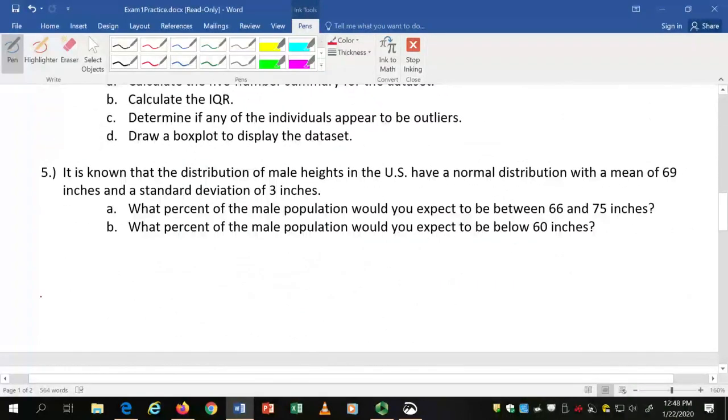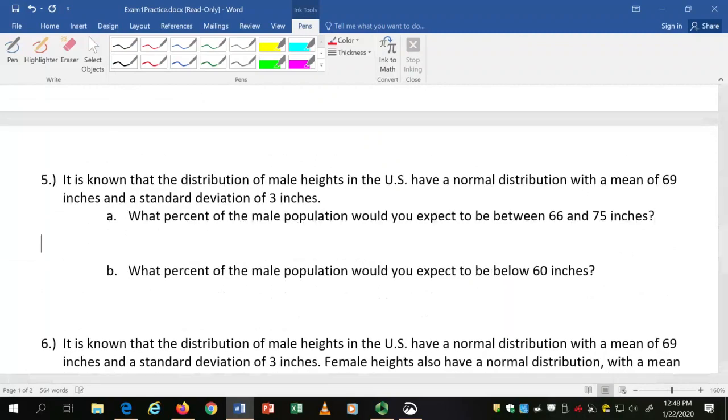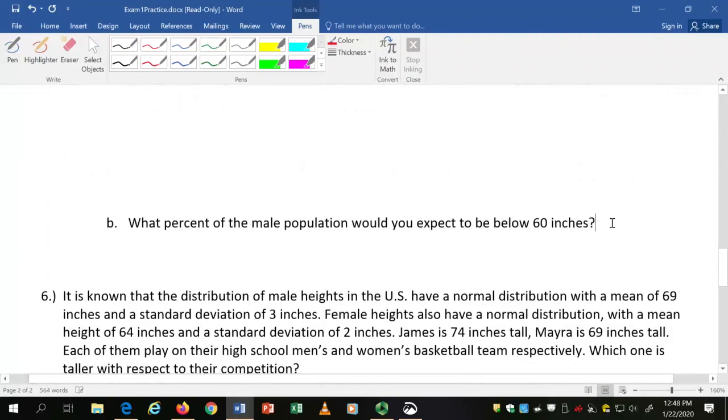Oh, here you go. So, yeah, number 5. Number 5 is a good example of the empirical rule. And so, let's move it down here and give myself some space. So, let's go. Here you go.